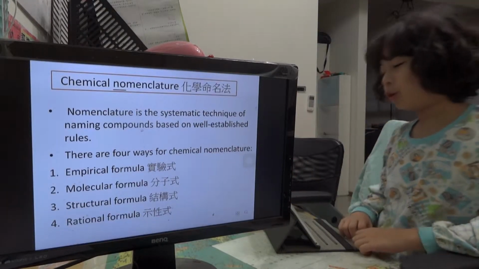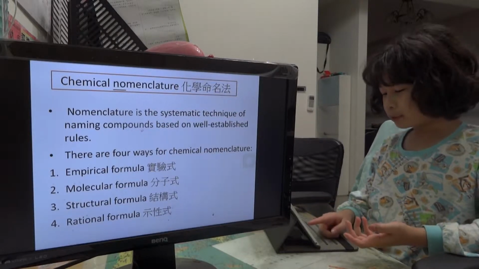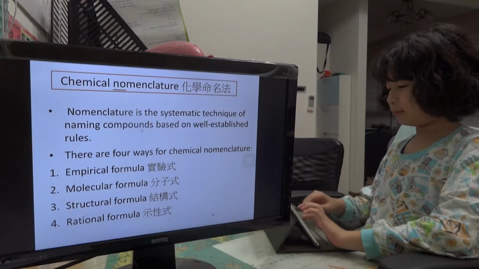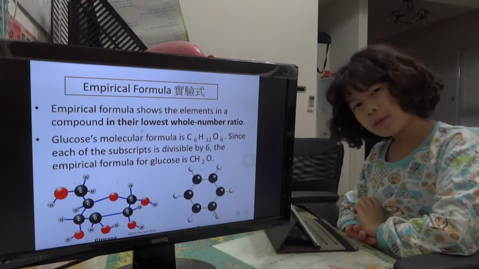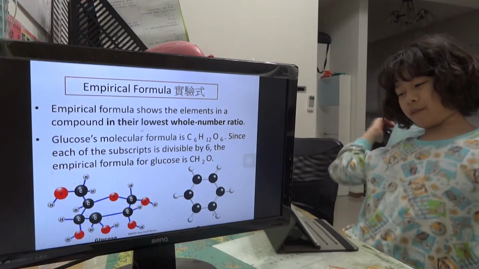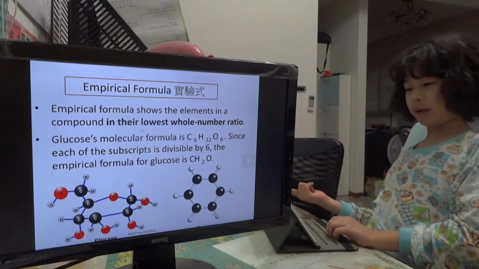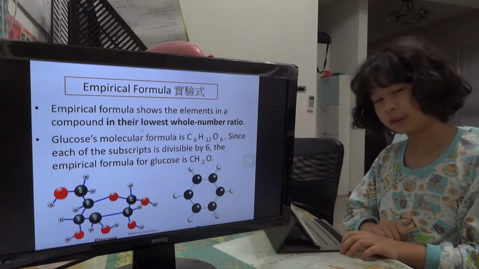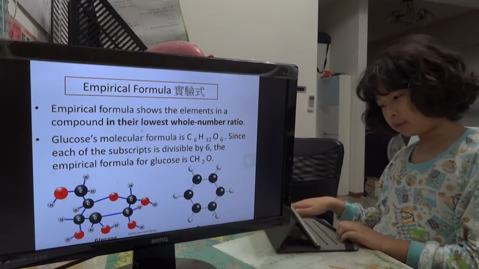Okay, so chemical nomenclature. First I'll tell you the empirical formula, molecular formula, structural formula, and rational formula. First, what is the empirical formula? Empirical formula is a formula where you divide all the coefficients by the same number. For example, C6H12O6, maybe glucose or fructose. You divide all of them by 6, so it is CH2O.